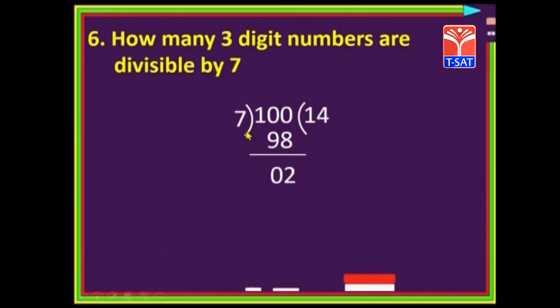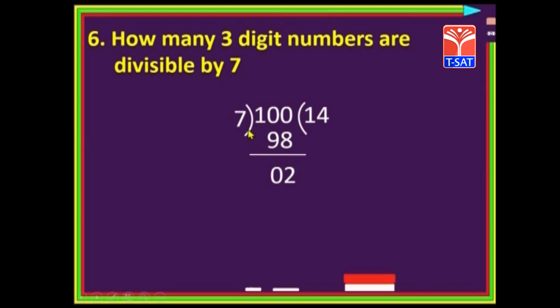But by using the arithmetic progression concept, we can find the number of 3-digit terms which are divisible by 7, or by 3, or by any given number. We can solve in an easy way. So, for that, first, what is the smallest 3-digit number? 100. Divide with 7, we will get remainder 2. That means we should add 5 more.